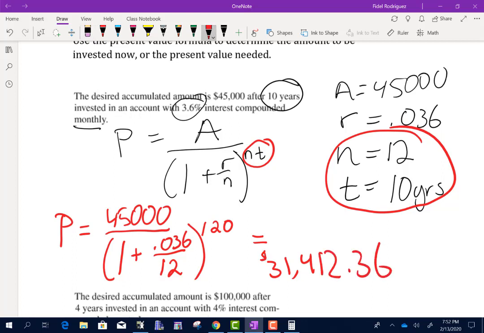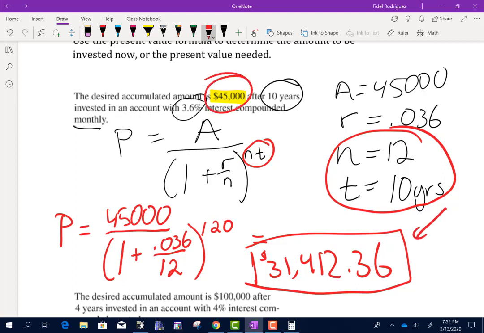$412.36. This is how much money we need to put in the bank today so that in 10 years we'll have $45,000, okay? So what I want you to realize about the present value formula is that the amount we're going to get is going to be less than what we want to have, right? Because that would make sense. How much money do I have now so that later on I'm going to have more? So this number here is always going to be smaller than that one there.